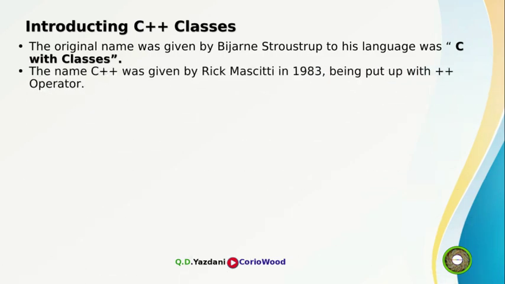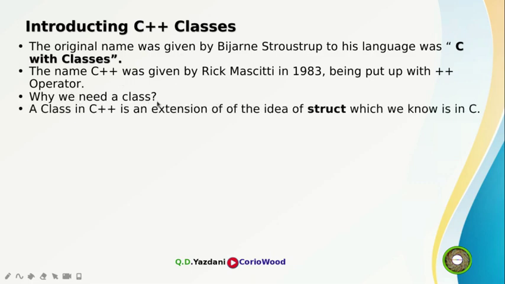The name C++ was given by Rick Mascitti in 1983, put together with the plus operator. Plus means the increment operator. It means C is one step ahead, an incrementation of C. That's why they put a plus, because C++ had classes, which the C language by itself didn't have. C by itself had a struct. Why do we need a class? A class in C++ is an extension of the idea of struct, which we know is in C.